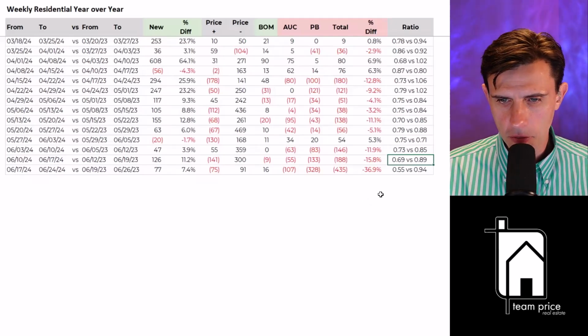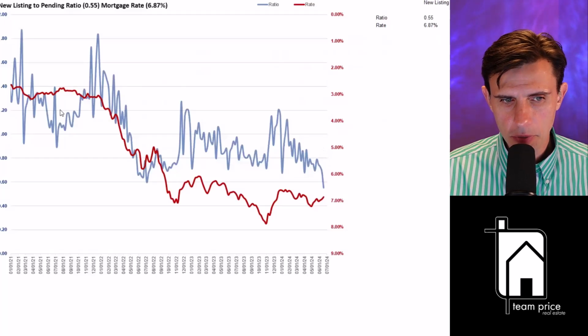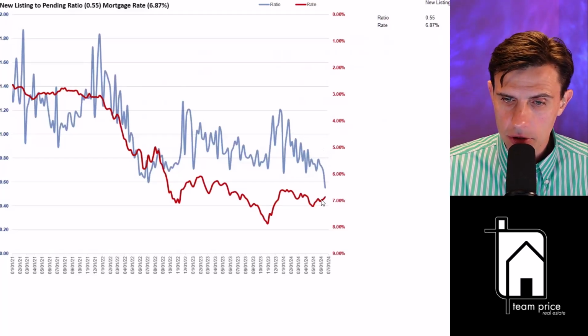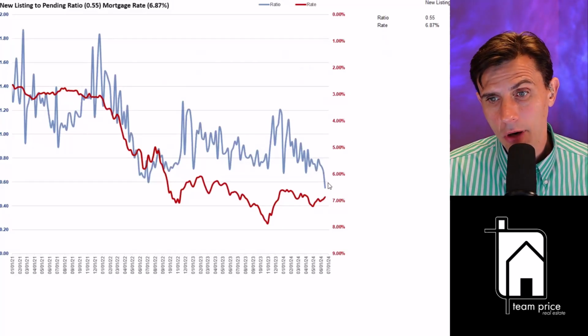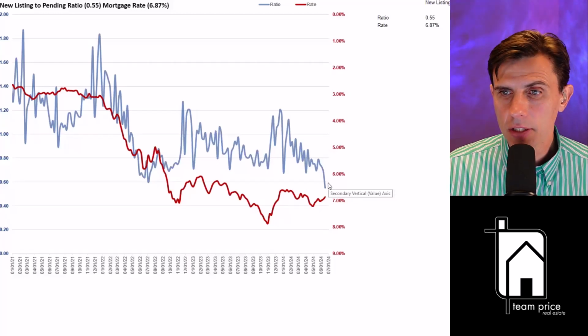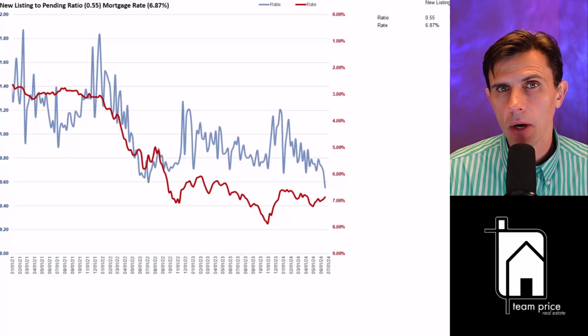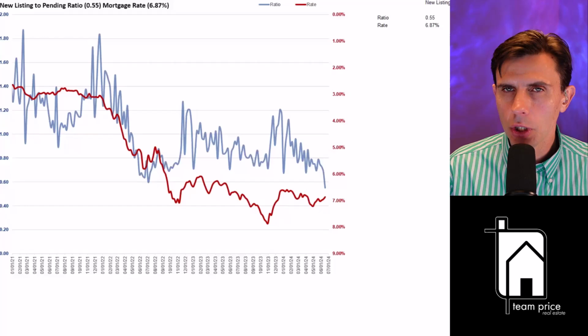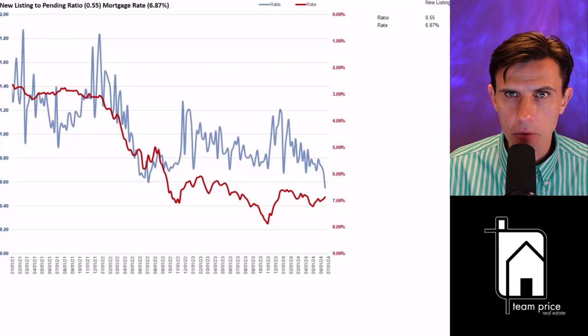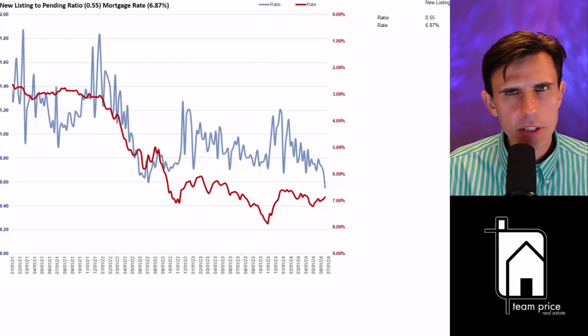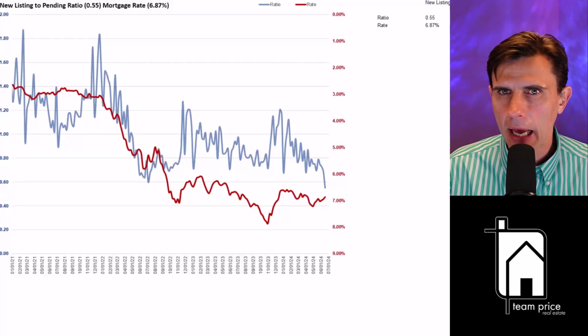Let's take a look at a few more things. You can see the new listing to pending ratio dropping right there, and that's interesting: interest rates dropped, and yet the new listing to pending ratio dropped. So it's interesting things happening in the housing market right now. We should have seen more demand for housing with rates having gone down. I would attribute 90% of that to seasonality.